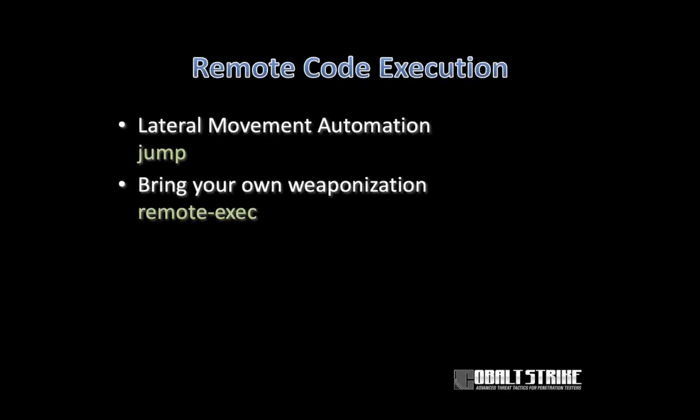So far, I've taken you through how to discover targets, who can administer those targets, and how to repurpose credential material into an identity that your beacon will use to authenticate to remote resources. Let's talk about how to get remote code execution on a target. There are two approaches in the beacon payload. There is automation for lateral movement, and that is available through the built-in jump command. And there is also a bring your own weaponization approach with the remote exec command. Both are new in Cobalt Strike 4.